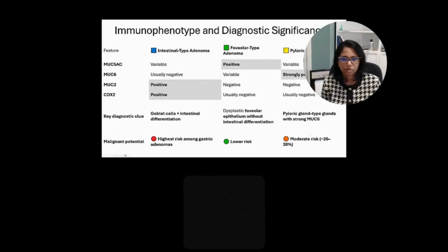So this is a quick overview of what might be useful ancillary tools to distinguish between the three. But looking at the background epithelium is always helpful. And as you saw, the pyloric gland adenoma tends to be very dramatic and very pedunculated and large, and has this kind of arborizing pattern. So just recognizing the morphology at low power is also useful.